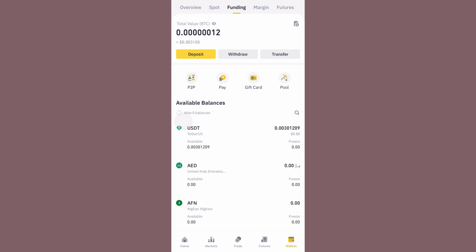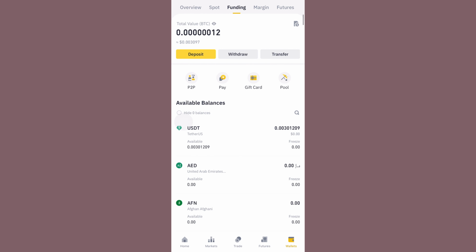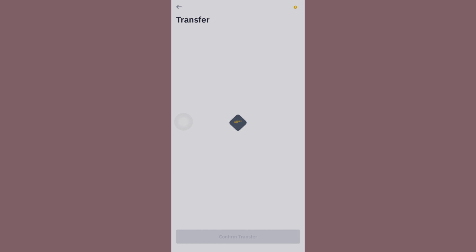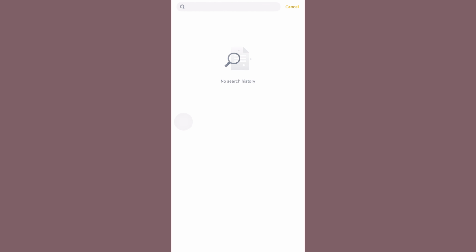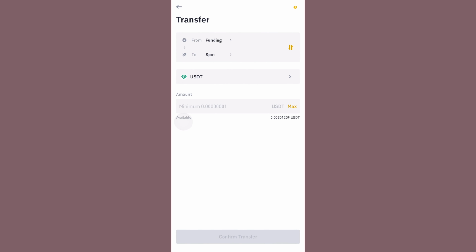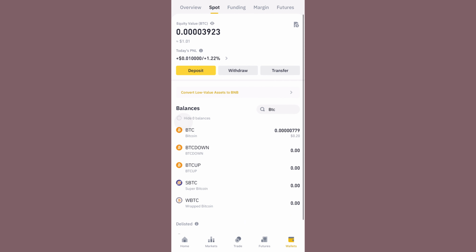Your money would have to be under the futures. Okay, this is the futures. So what you want to do is send your funds from the funding to the spot wallet like this. You would change the asset to USDT, and any amount you have there, you just transfer. So when you move your assets from funding to spot wallet, you would see that this is already in my spot wallet.